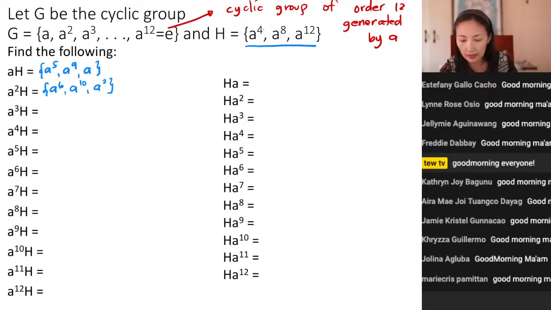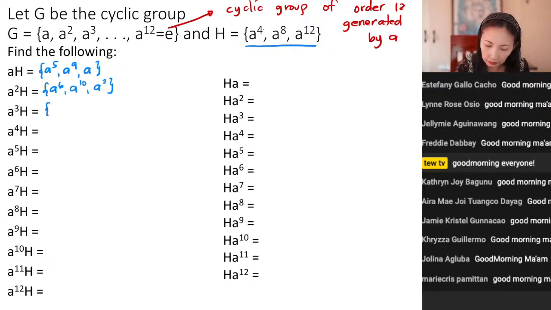Next, we move on to A to the 3rd H, which will give A to the 7, A to the 11, and A to the 3rd power. Next, A to the 4th H will be A to the 8th, and then A to the 12 and A to the 4th power.